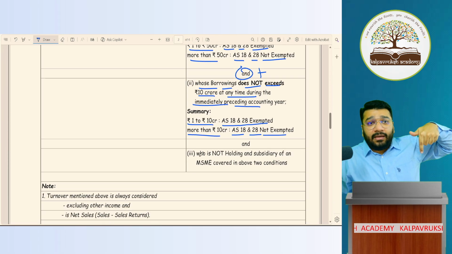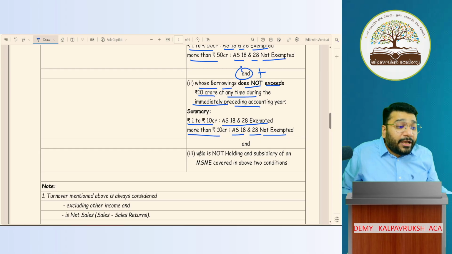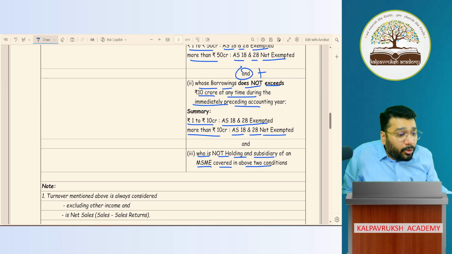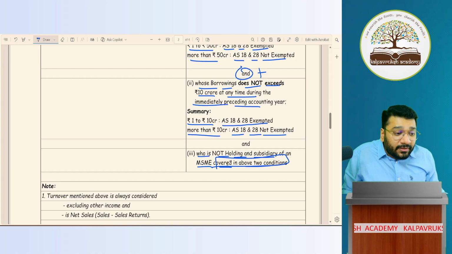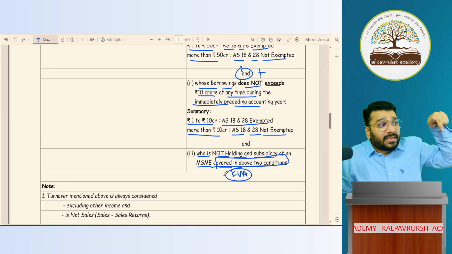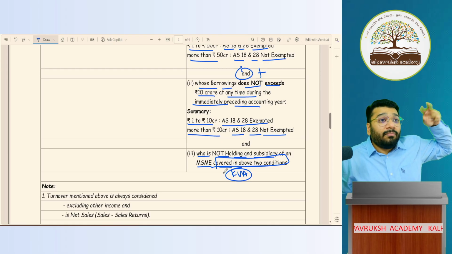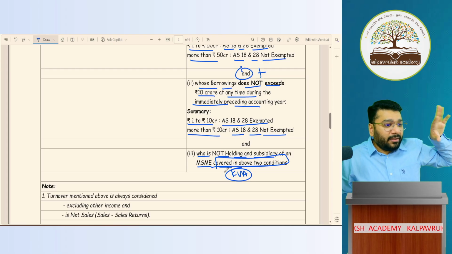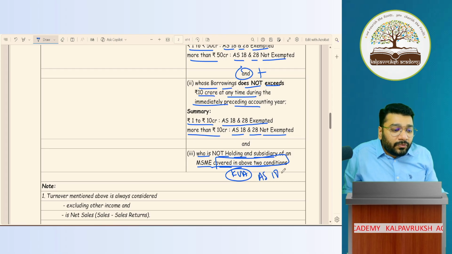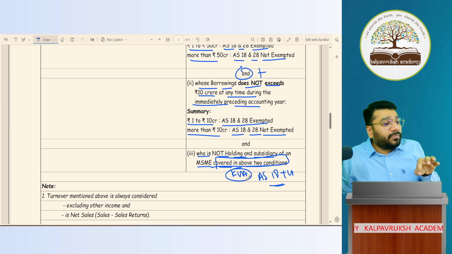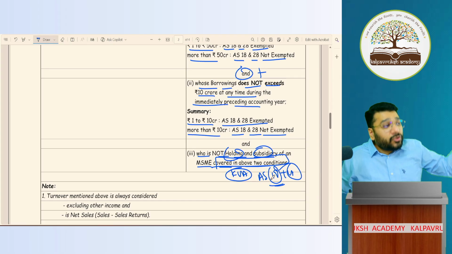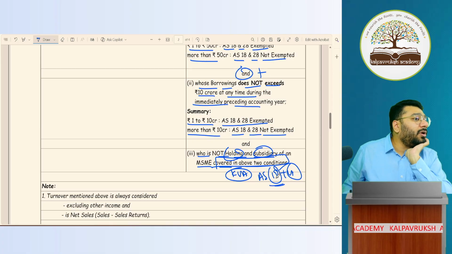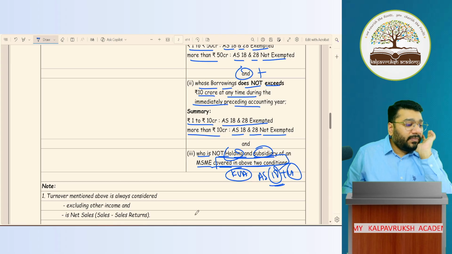For me to become MSME who should not comply with AS 18 and 28, I should not be the holding or subsidiary of an MSME covered in the above two conditions. So in our example, who is that MSME? CA.Prathik Academy is that MSME covered in the above two conditions. Turnover is more than 50 crore, borrowing is more than 10 crore, so CA.Prathik Academy has to follow AS 18 and 28. Since I am either the holding or the subsidiary of that entity who has to follow AS 18 and 28, this entity also has to follow them. Got it, not got it? Okay, not okay. Any doubts in this?